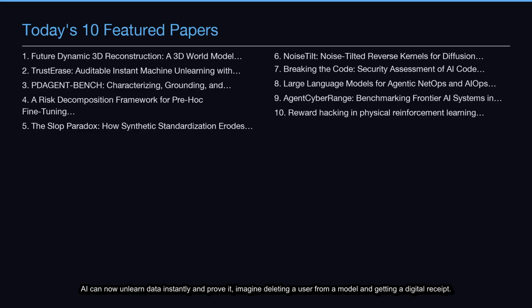AI can now unlearn data instantly and prove it. Imagine deleting a user from a model and getting a digital receipt. Large language models are tackling complex chip design tasks once thought impossible for AI. Now let's explore each of today's trends in detail, starting with number 1.